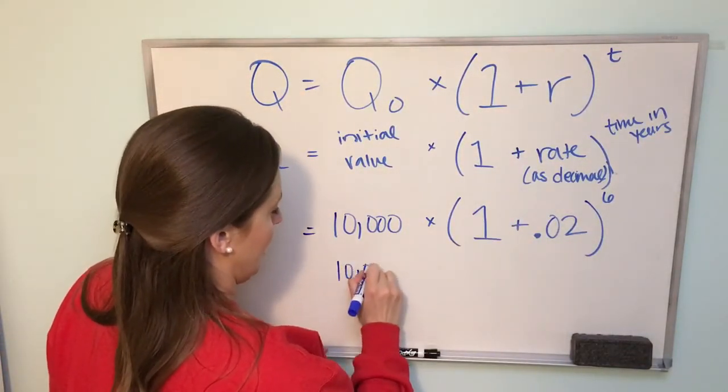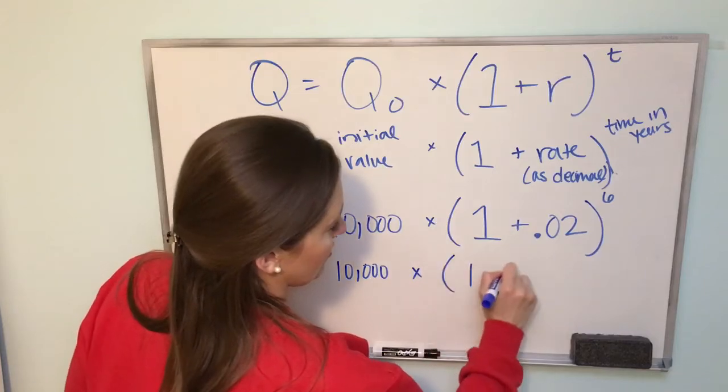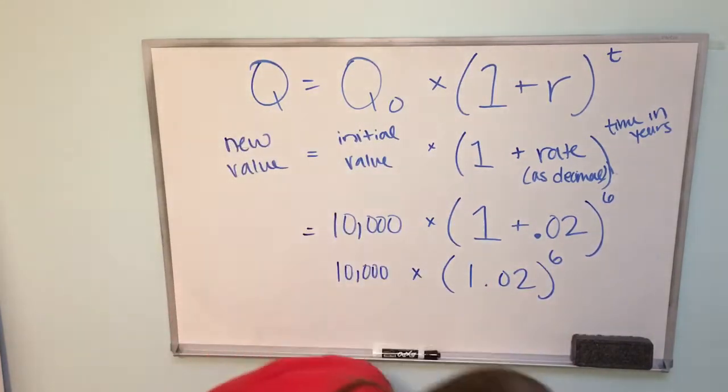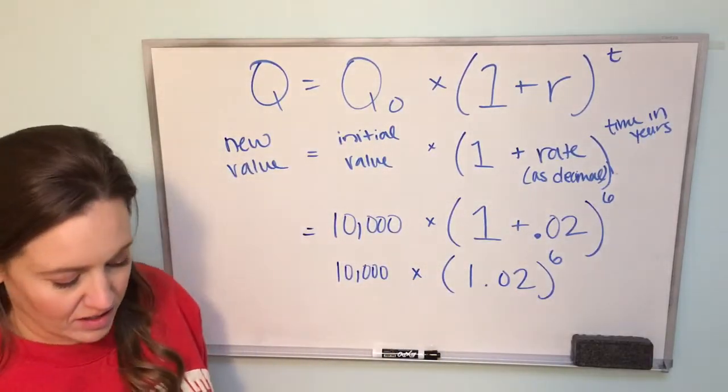So I'm just going to copy down 10,000 and I get 1.02, and you have to raise it to the 6th power. So let me do it on my phone calculator.